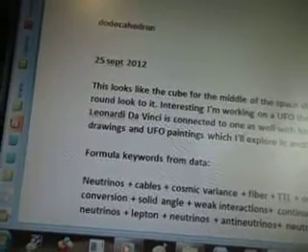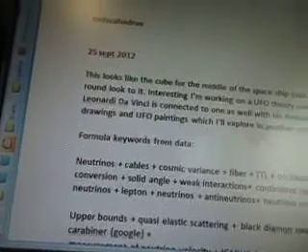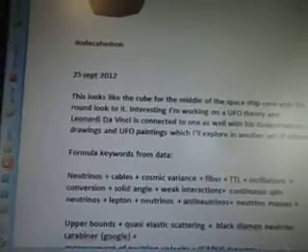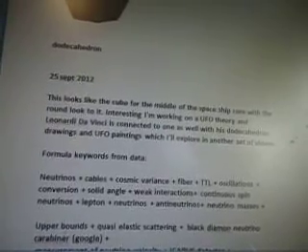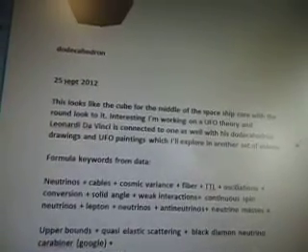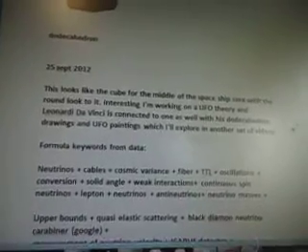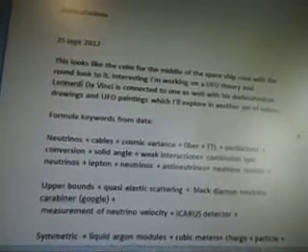So, September 25th. This looks like the cube for the middle of the spaceship core with the round look to it. Interesting. I'm working on a UFO theory, and Leonardo Da Vinci is connected to one as well, with his dodecahedron drawings and UFO paintings, which I'll explore in another set of videos. Okay, so that'll go into another series. I'll let you know when I get there.